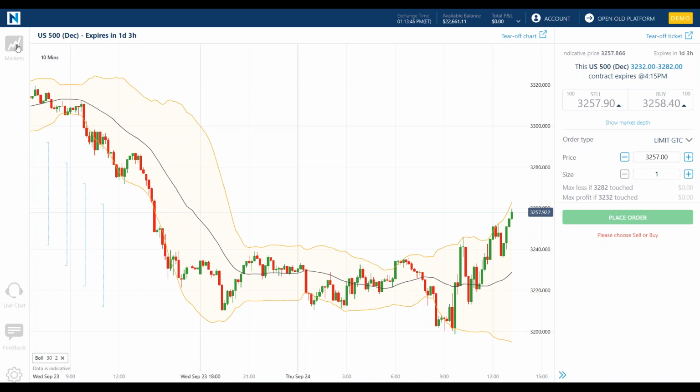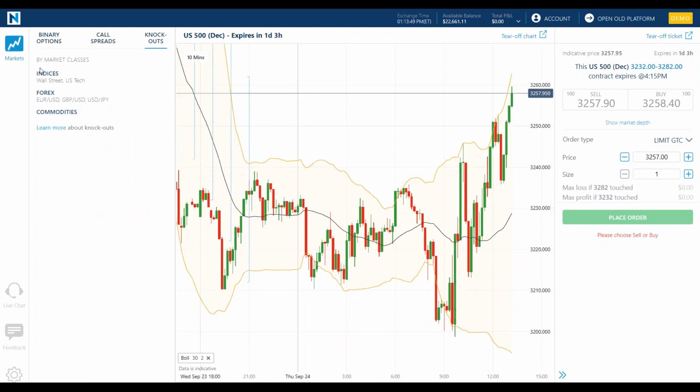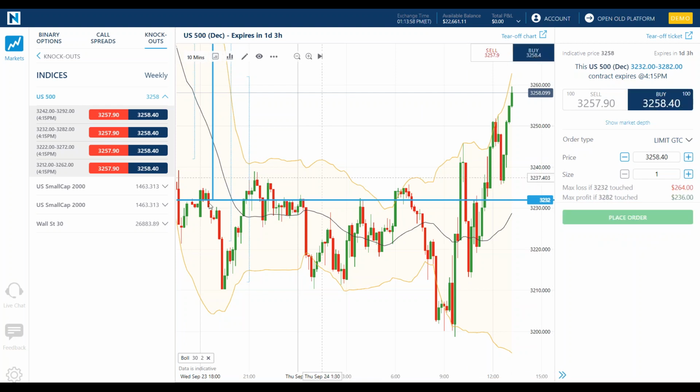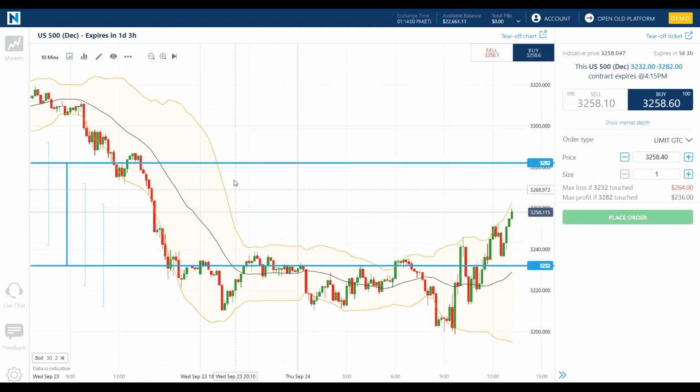Oh, you know what I wanted to do, we were on the S&P 500. Yeah, bring those back up. Let's click on one of these. Okay, good. So that's Bollinger Bands.